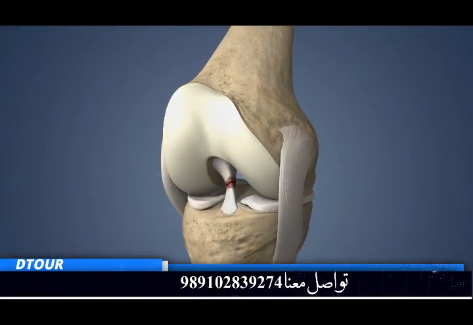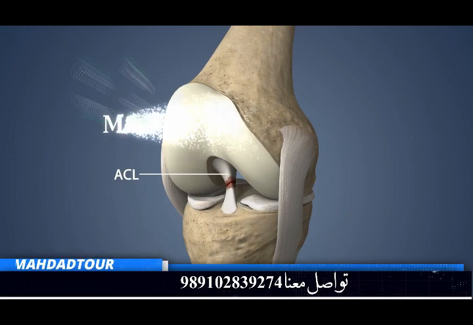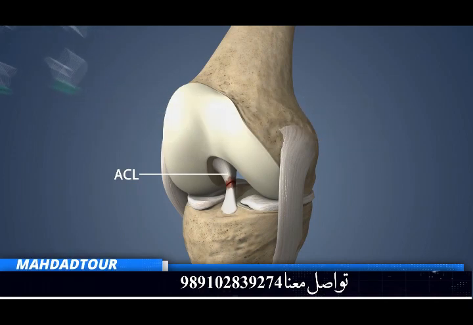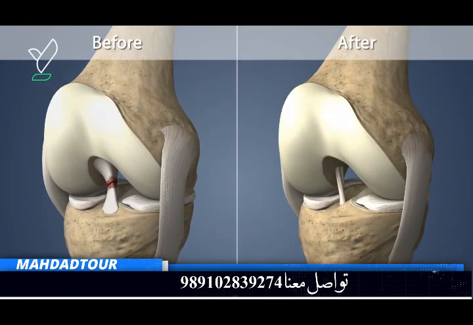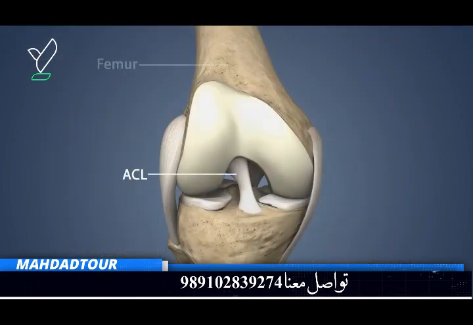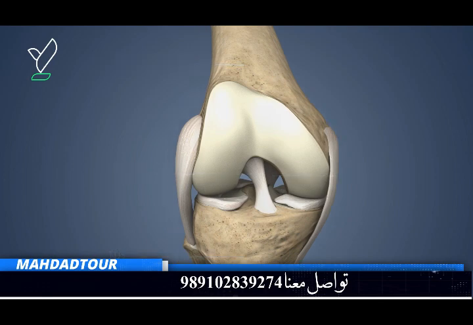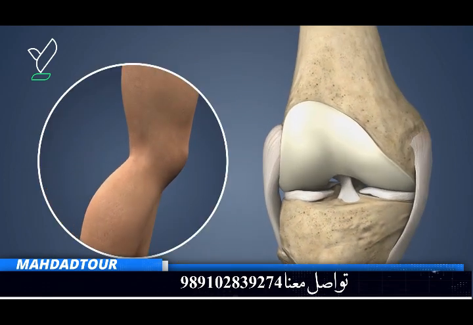An ACL reconstruction is a procedure performed on your knee during which your damaged ACL, or anterior cruciate ligament, is replaced with graft material, either from your own body, known as an autograft, or from a donor, known as an allograft. The ACL connects the femur to the tibia, and along with the posterior cruciate ligament, helps to control rotation of the knee.